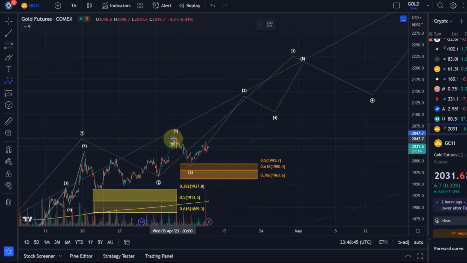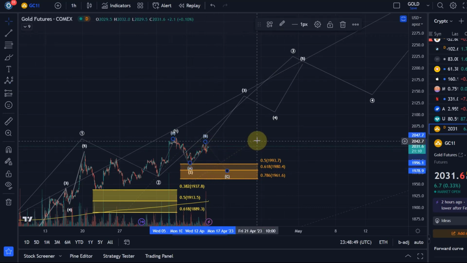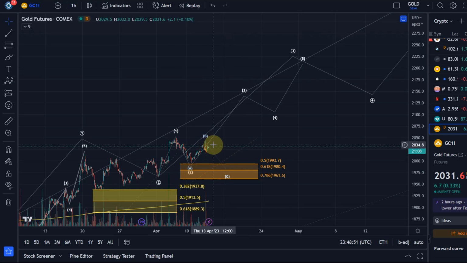Again, this is only the micro perspective, but it could be that this move down again was an A wave, here a B wave, and we come down once more in C. Not unlikely, because this move up looks a bit choppy.